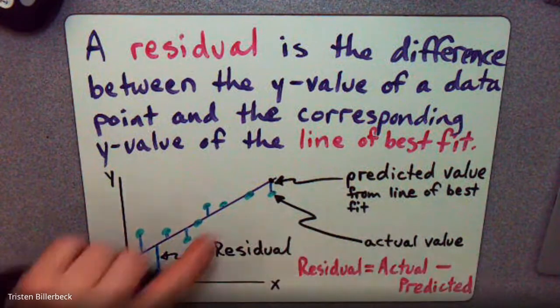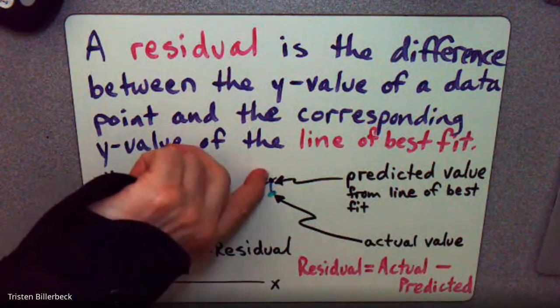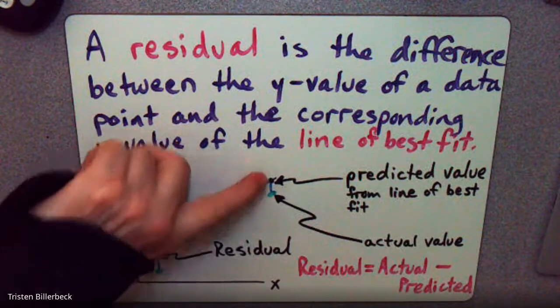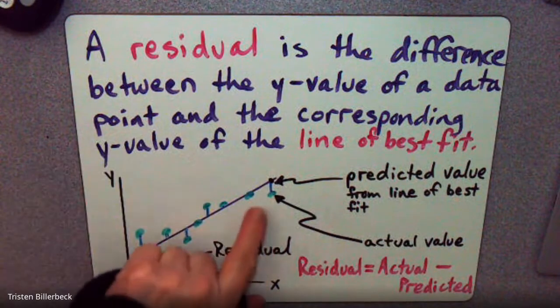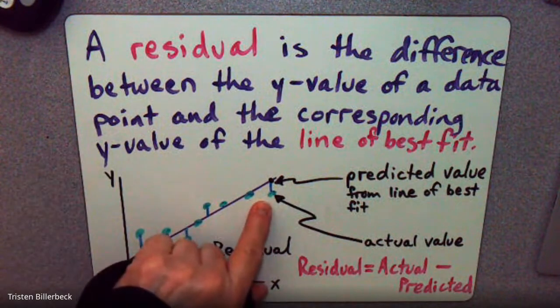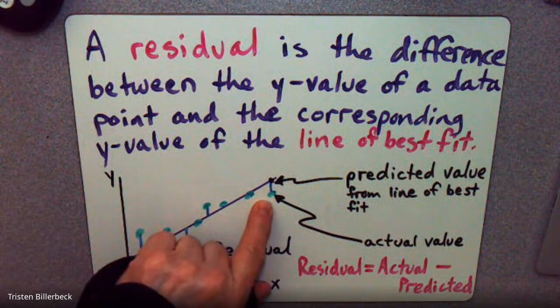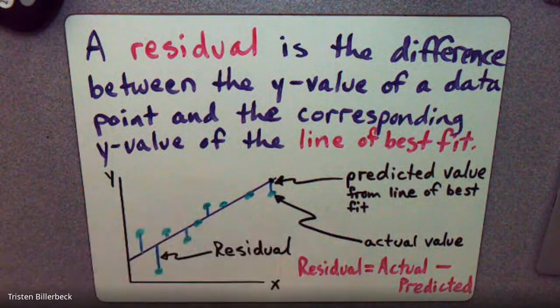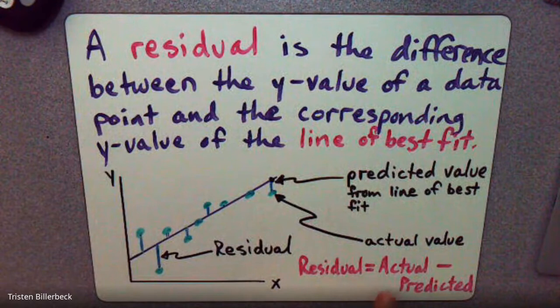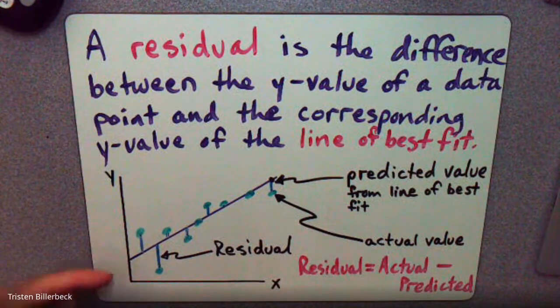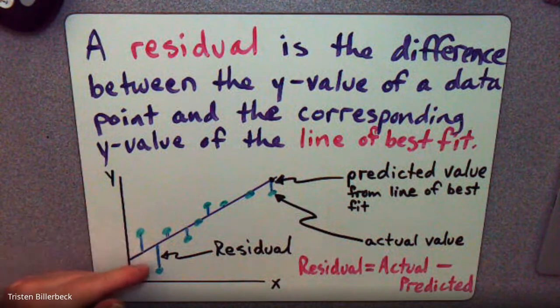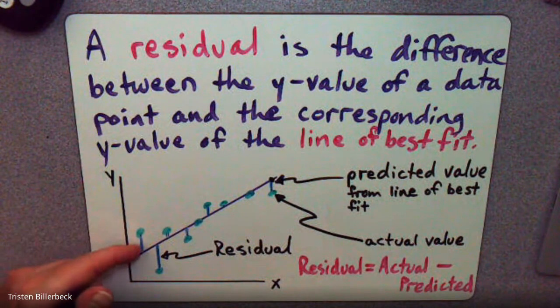So this little black point here is your predicted value on the line of best fit. But this one is the actual value. So to calculate the residual, you take the actual value minus the predicted value. So sometimes you'll have a positive residual. So this value is much higher than the line of best fit. So that'll be a positive residual.